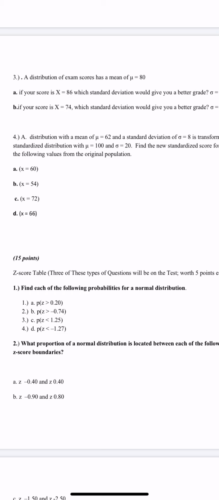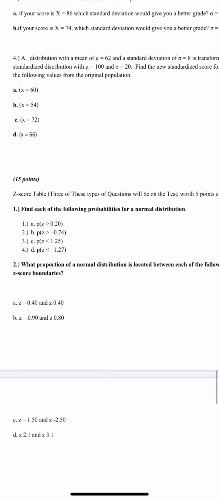So even though the negative 1.5 is larger in size, that just means it's further to the left of the mean, which means it's a worse score. So a negative 0.75 Z-score is a better score. So then the answer would be a standard deviation of 8. Okay.